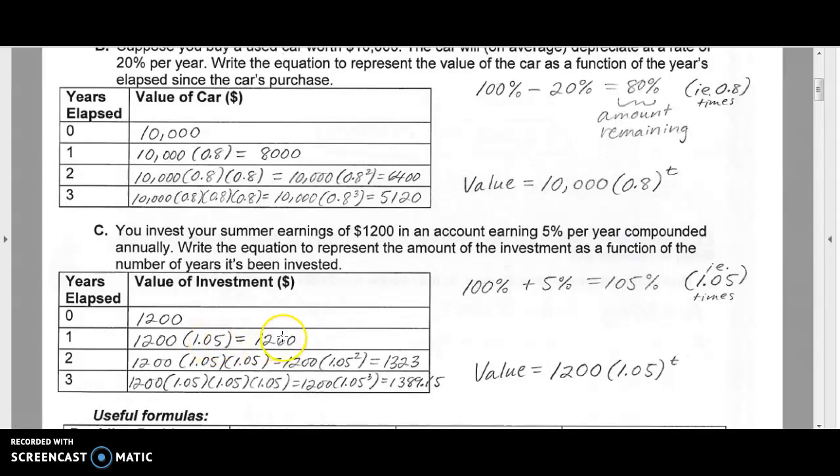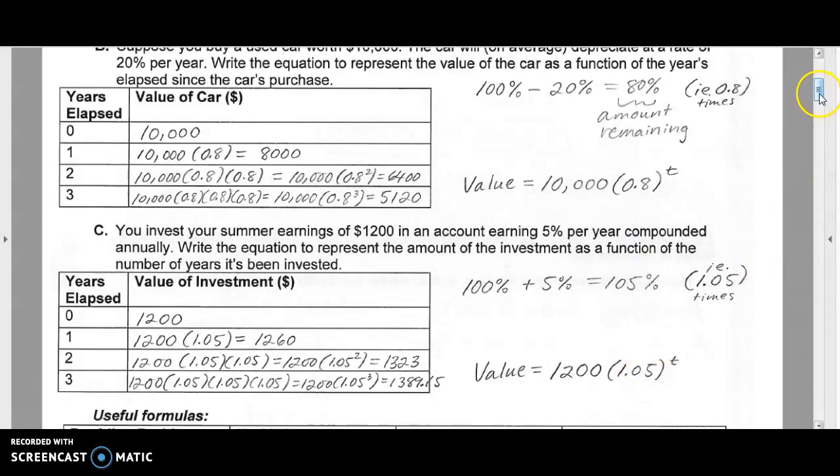Then you take what you had in the first year, so 1,200 times 1.05, multiply it by another 1.05 for 2 years. And then you take that amount and multiply by another 1.05 for 3 years. And you can keep doing this for however long your investment is. You keep multiplying by 1.05 every year. So again, the key here is each year we're multiplying by 1.05 because you're earning 5% in interest, and that's where this 1.05 comes from.